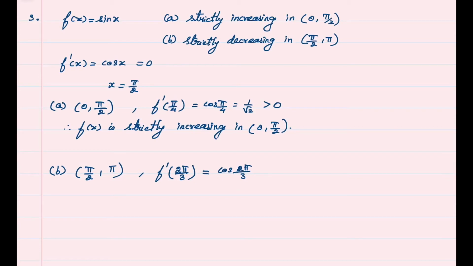We need not find the value of cos 2 pi by 3. Since 2 pi by 3 is a second quadrant angle, we know that cos of 2 pi by 3 is less than 0. Therefore, f of x is strictly decreasing in the open interval pi by 2 to pi.